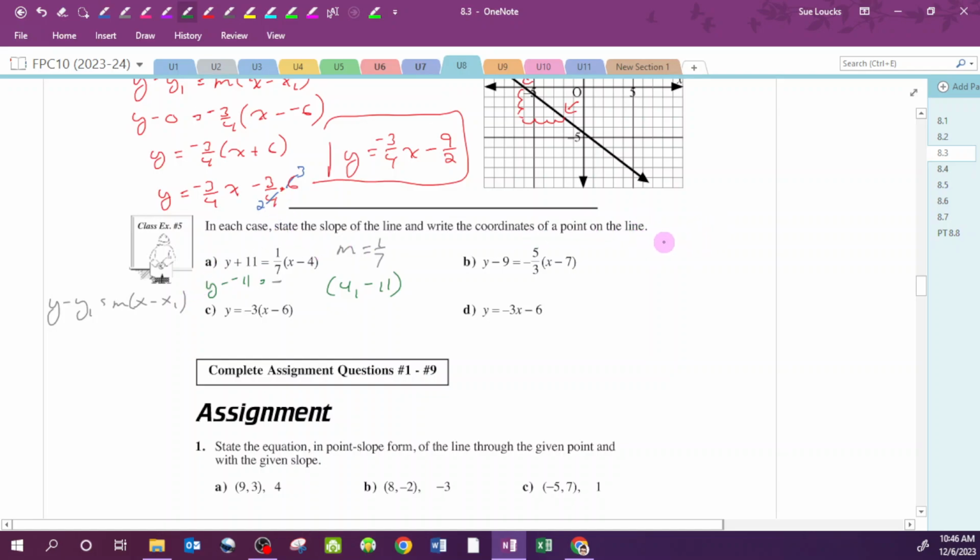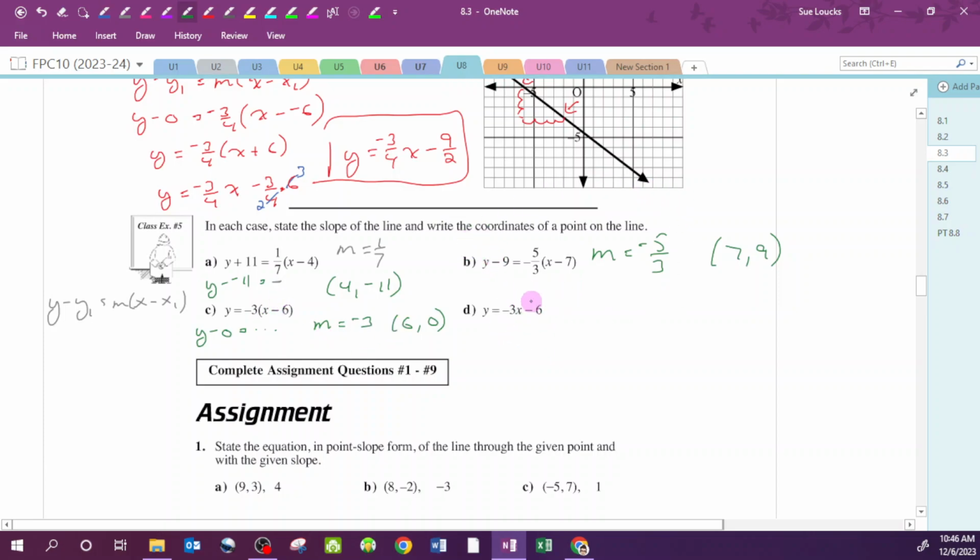Okay. So B, this is already written in the right shape. So my slope is negative 5 over 3, and my point is 7, 9. This one, I can take my y and write that as y minus 0 equals, dot, dot, dot. So my slope is negative 3, and my point is going to be 6, 0, because anytime I have y, it's the same as y minus 0.